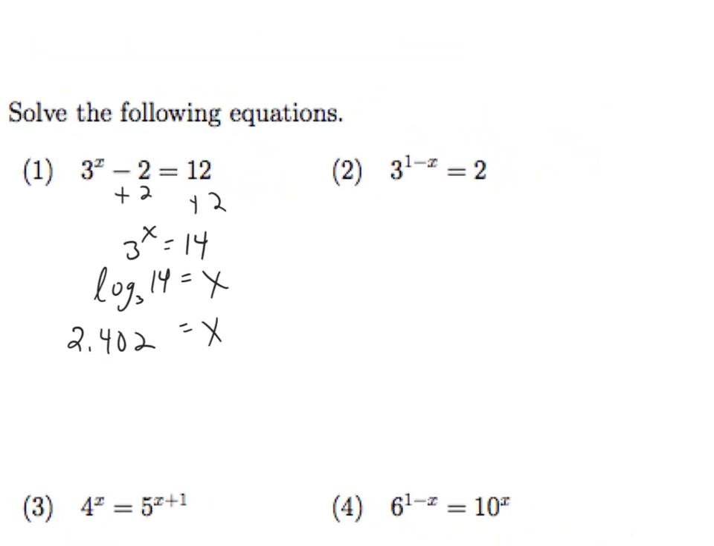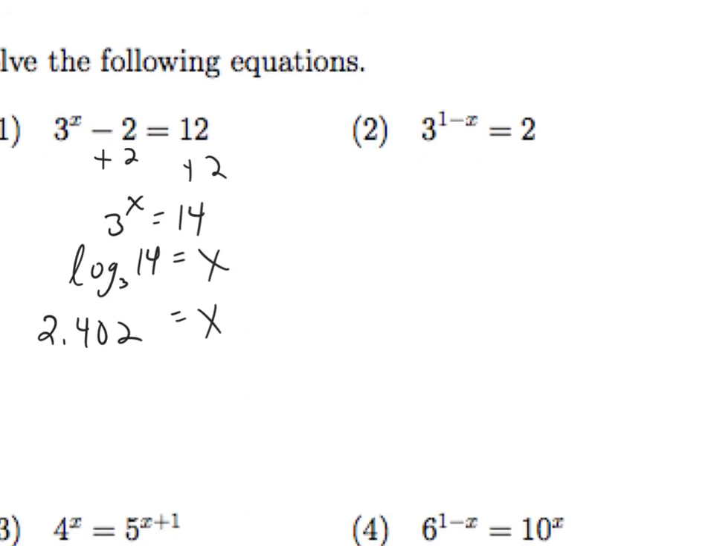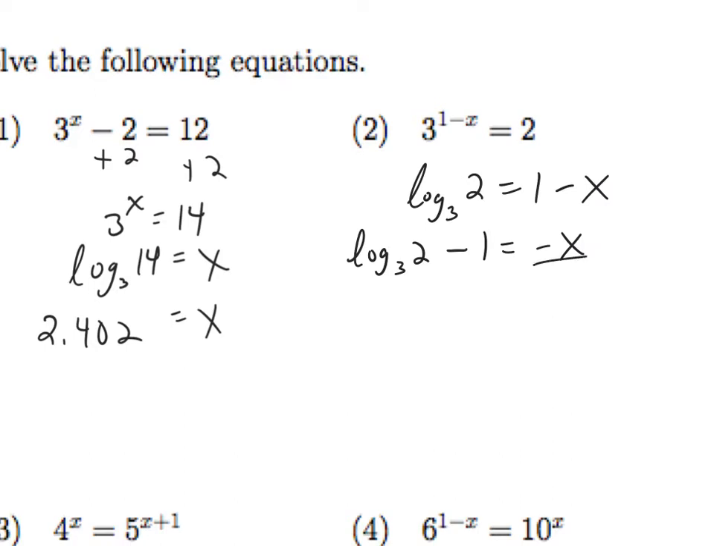Next one's already in the simplest form, so we're just going to have to go right to putting this in log form. So this is like log base 3 of 2 equals 1 minus x. And I can subtract 1 from both sides. And then I need to make this positive, so I'm just going to divide both sides by -1.